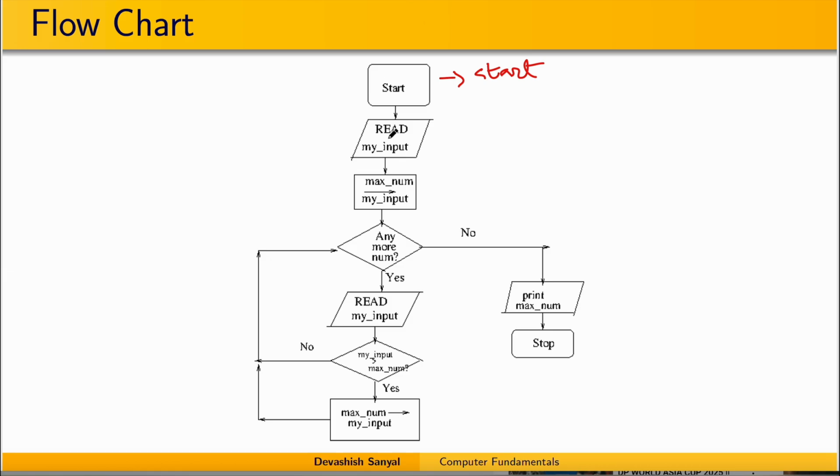And here it is written read my input. So you have to allocate a memory and call it my input. The first input will go in that memory box. That is called read input. The input will go in the memory box and be written in that space. So this is read input, my input.